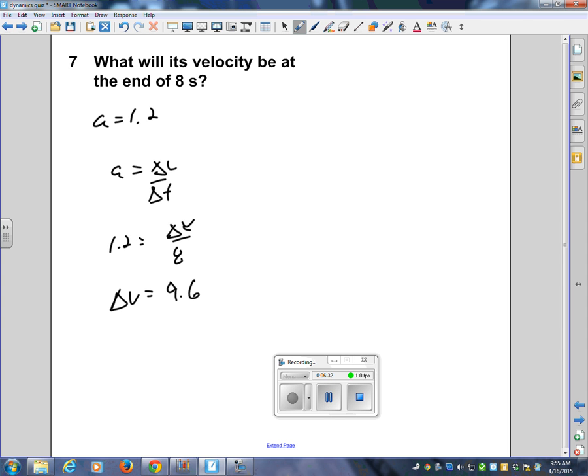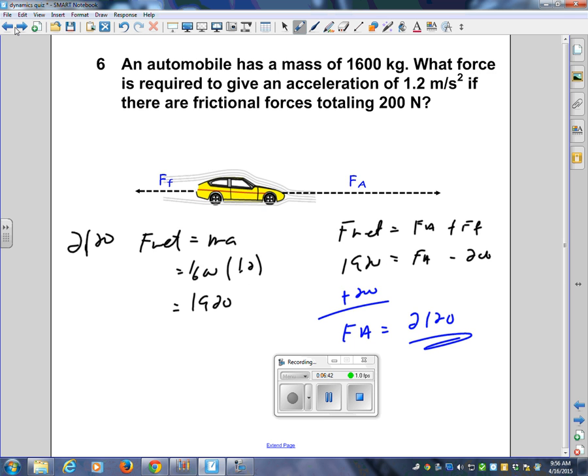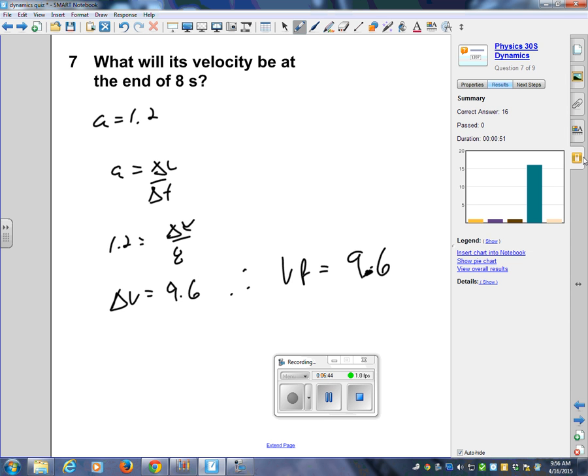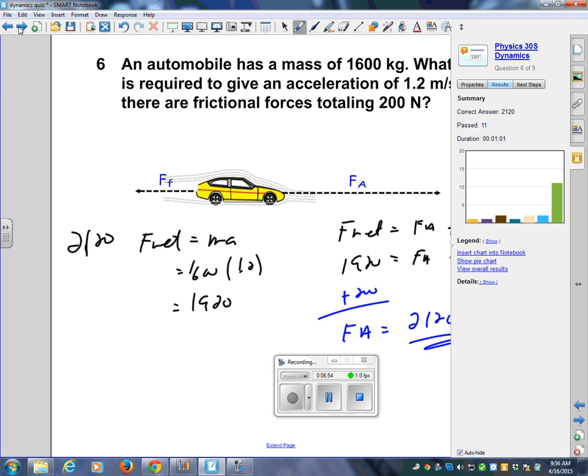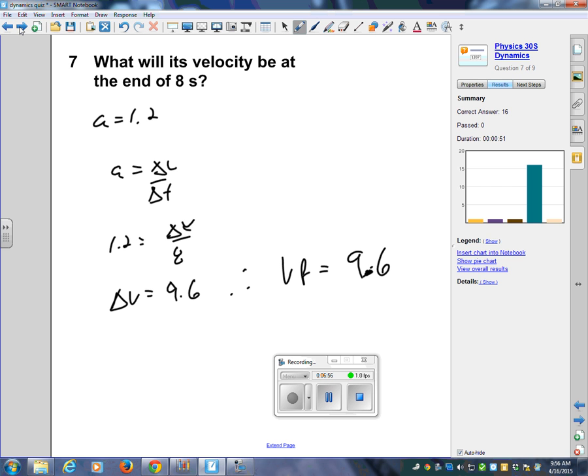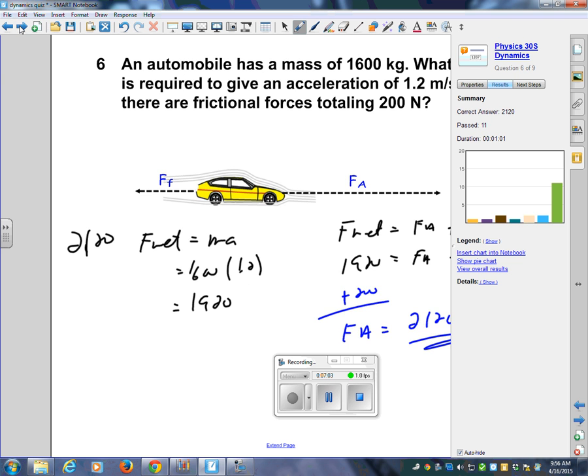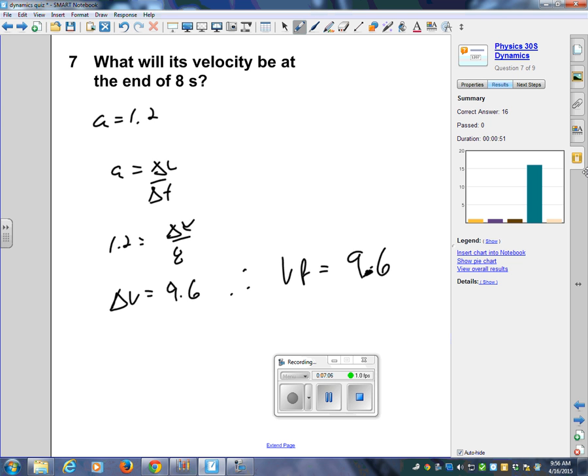9.6, right. Therefore, the final velocity is 9.6. Yeah, we said we got it marked wrong. 16? 16 is not right at all. Where would 16 come from? Yeah, the acceleration would have to be 2, right? I apologize. The correct answer is 9.6. Give yourself a big check mark.